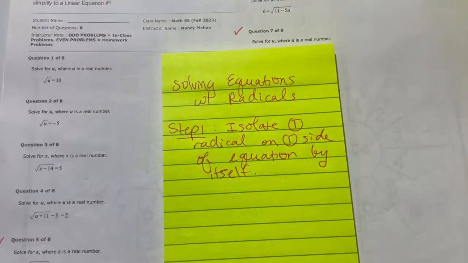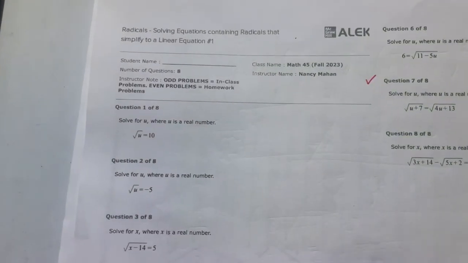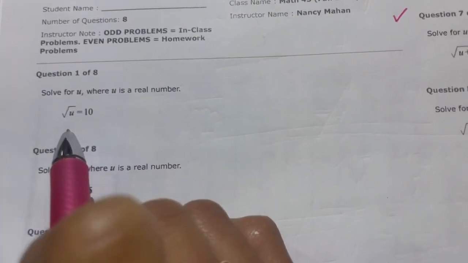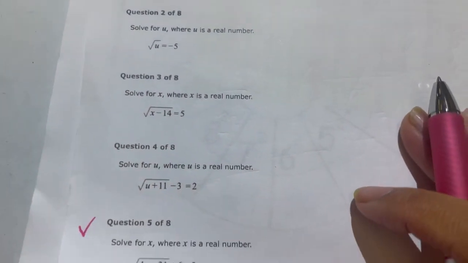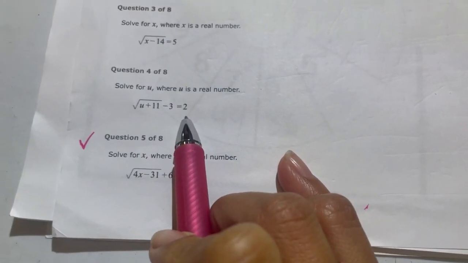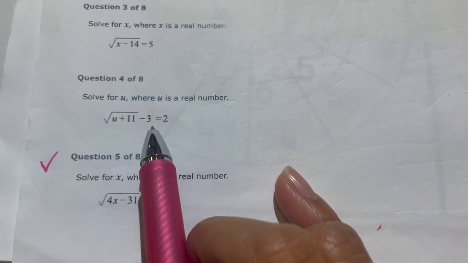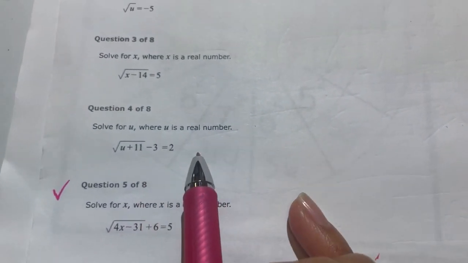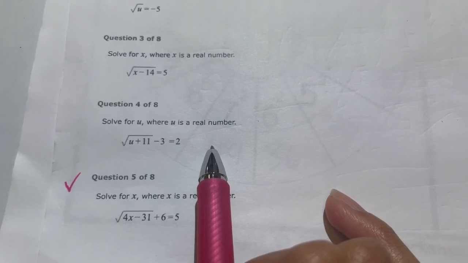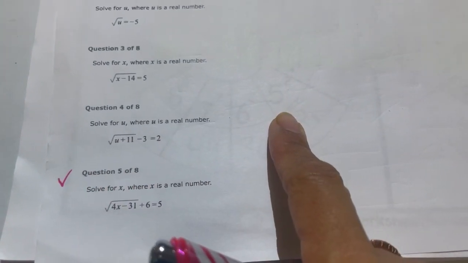Most of the time, step 1 is already done for you. The radical is already sitting by itself. You look at number 1, number 2, number 3. However, number 4, you have a radical sitting there, but you have numbers next to it. So here, to get rid of -3, you add 3 to the other side. So the first step could be really simple, like just moving a number across, right?